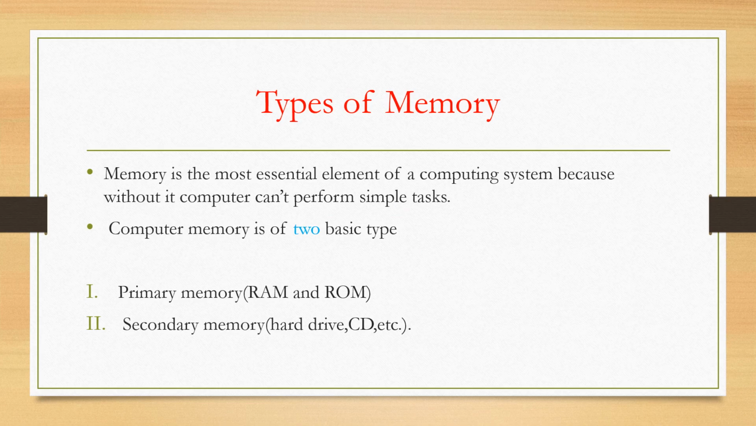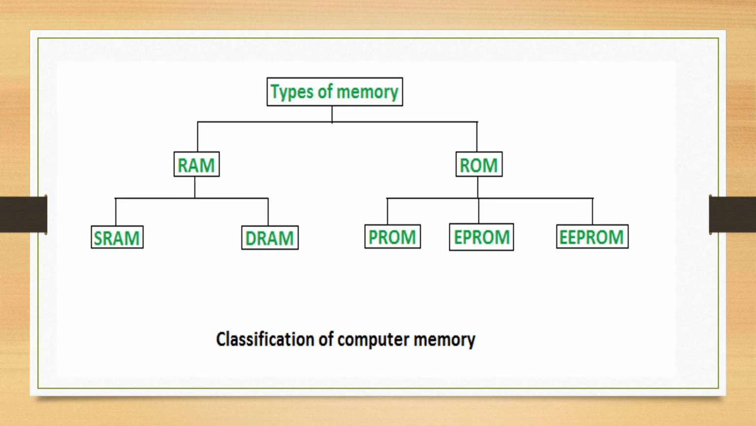What are the types of memory? The computer memory is of two basic types: primary memory and secondary memory. The primary memory includes random access memory and read-only memory. The secondary memory includes hard drive, CD and DVD, and other external memories. This picture shows the classification of internal memory. The internal memory is also called the primary memory.